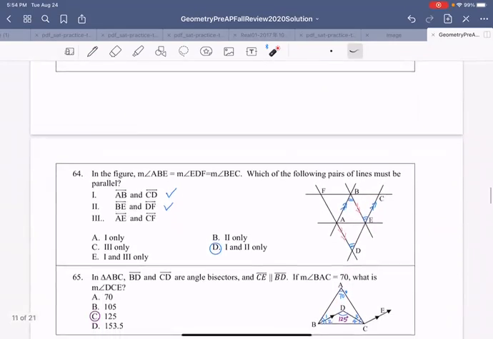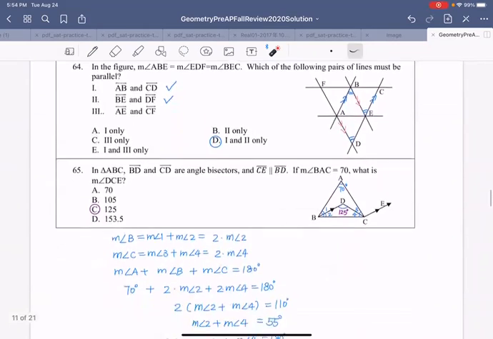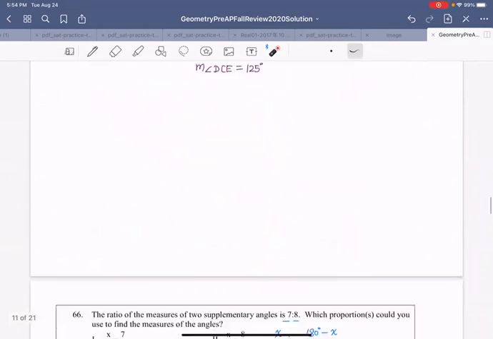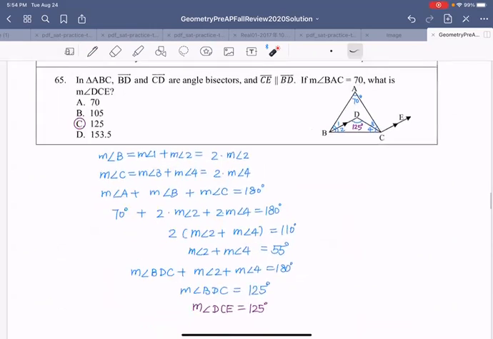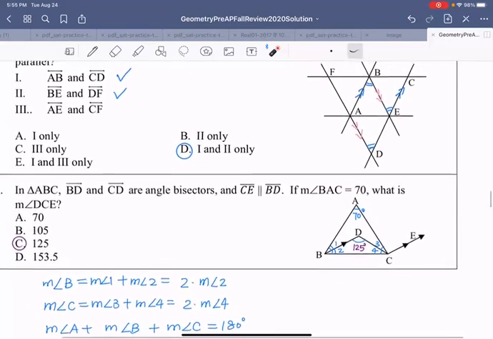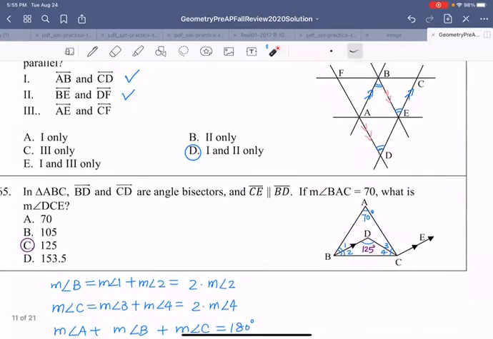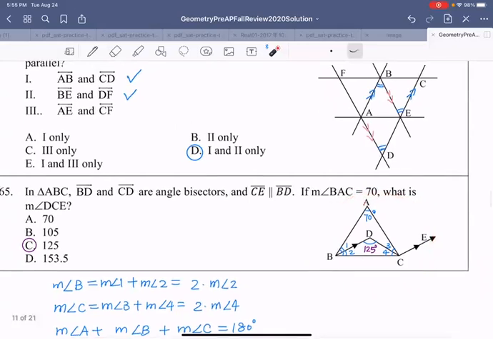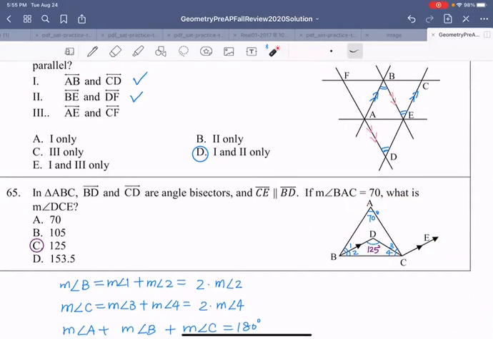Oh, 65. Well, let's see 65. Valeria, let's see 65. I want you to read the question and we work on it together. In triangle ABC, line BD and line CD are angle bisectors, and line CE is parallel to line BD.